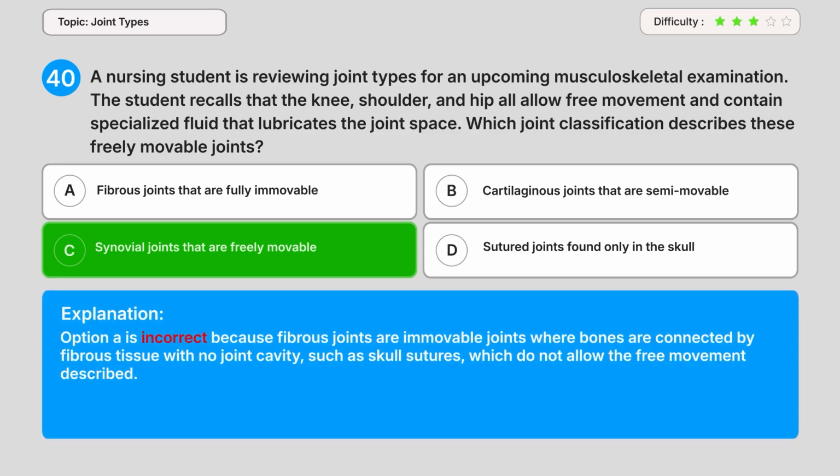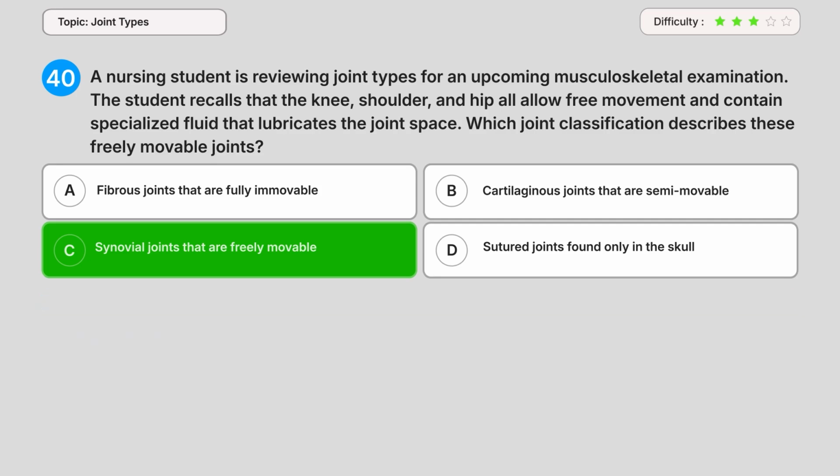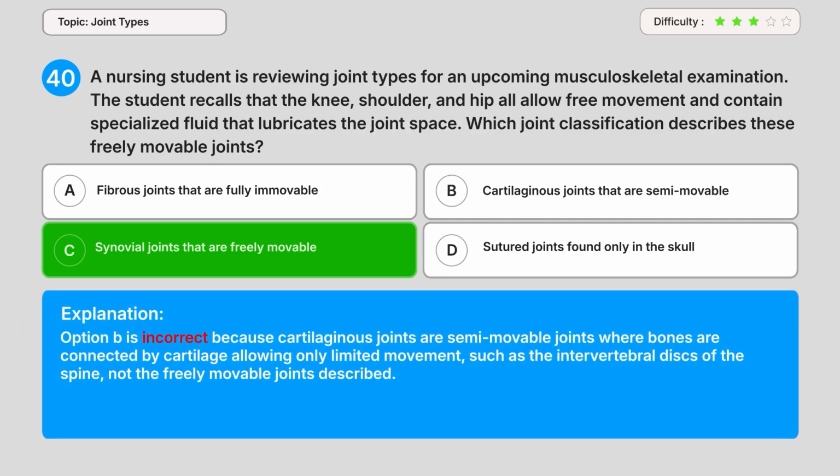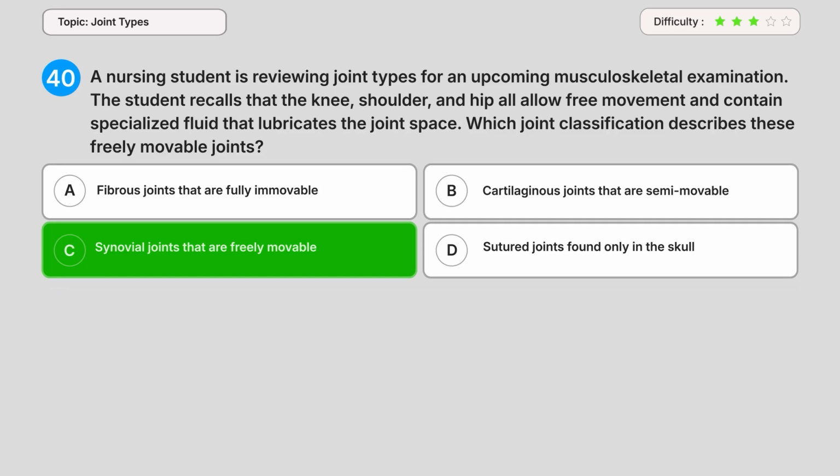Option A is incorrect because fibrous joints are immovable joints, where bones are connected by fibrous tissue with no joint cavity, such as skull sutures, which do not allow the free movement described. Option B is incorrect because cartilaginous joints are semi-movable joints, where bones are connected by cartilage, allowing only limited movement, such as the intervertebral discs of the spine, not the freely movable joints described.